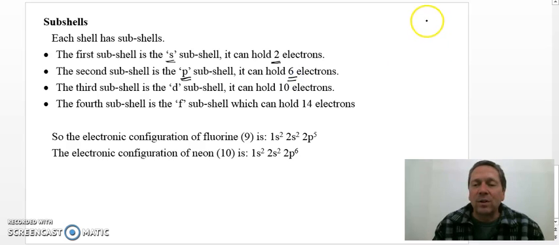Now the first subshell has a shape which is spherical, so we can just think of it as like a ball, like that. And the P subshell actually has a shape which is more like a dumbbell, like that, whatever shape that is. So that's the shape of the P subshell.